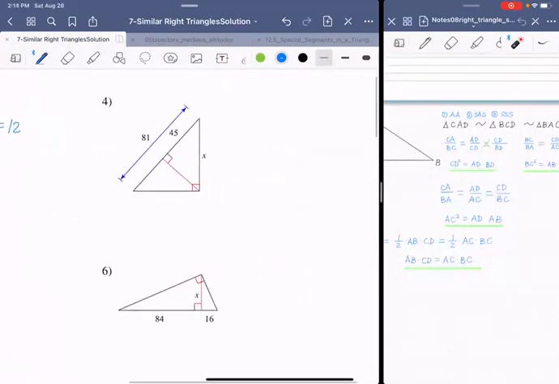Now, Abby, number 4. X squared is equal to 16 times 84. Oh, sorry, I wasn't reading the right one. X squared is equal to 18 times 45. That's 81, right? I think they mark this as 81, not as 18. So 81 times 45.